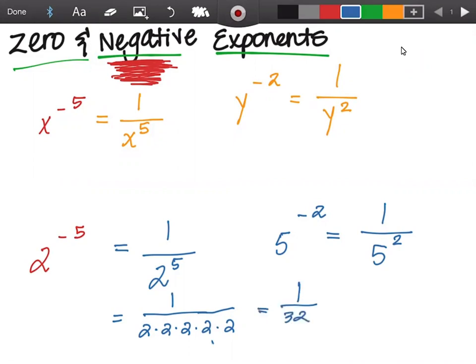All right. And then the same goes for this. It would turn into 1 over 5 times 5, which is 1 over 25.